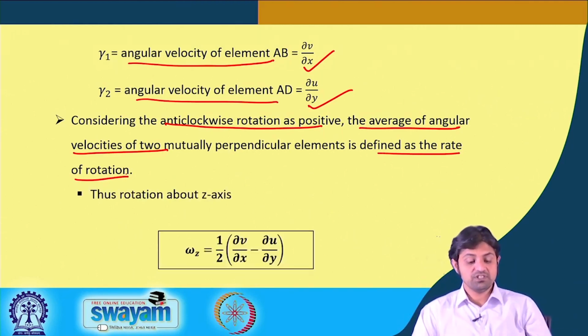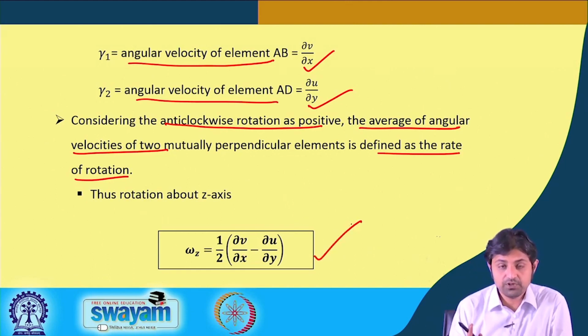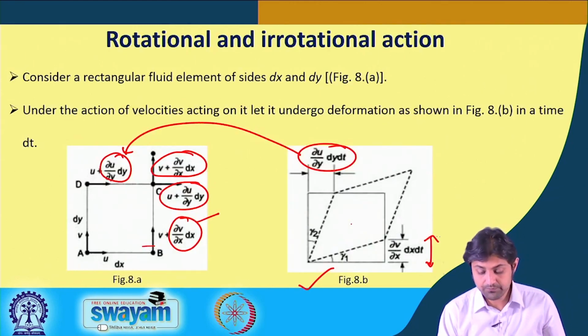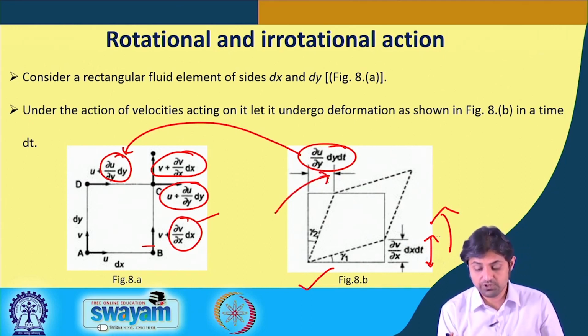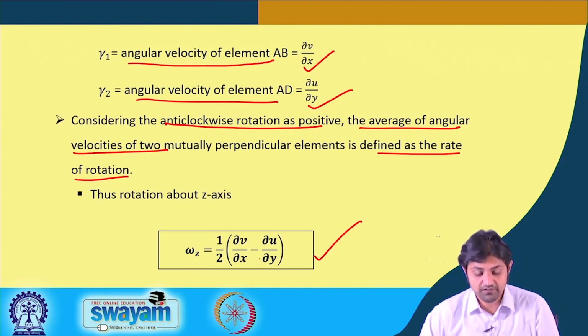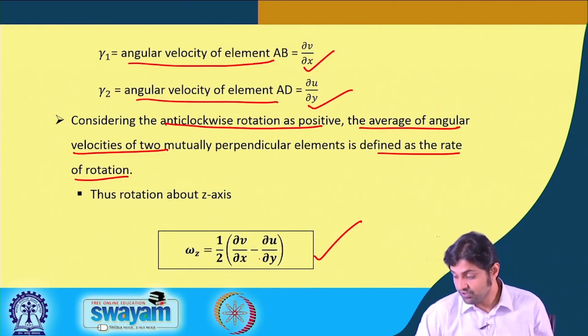Thus, the rotation about the z axis can be given as half into del v by del x minus del u by del y. You see the rotation in this direction, and because of this it is in this direction, so they are opposite to each other. That is why there is this negative sign. So, the rotation about the z axis is half of del v by del x minus del u by del y.